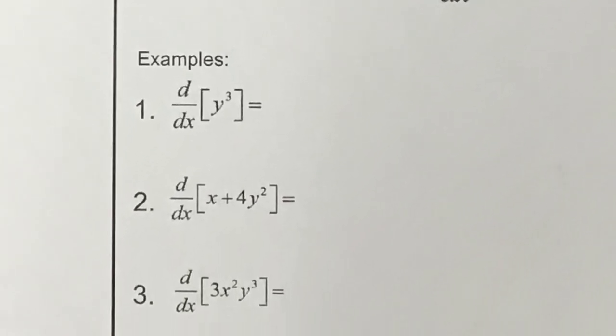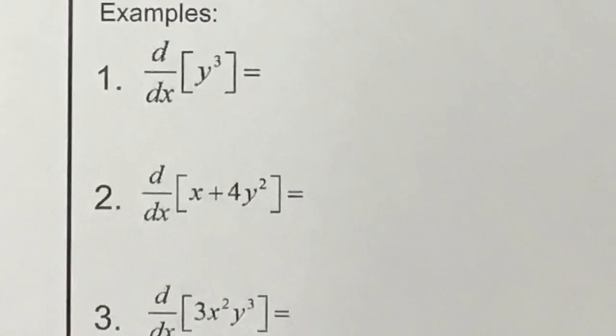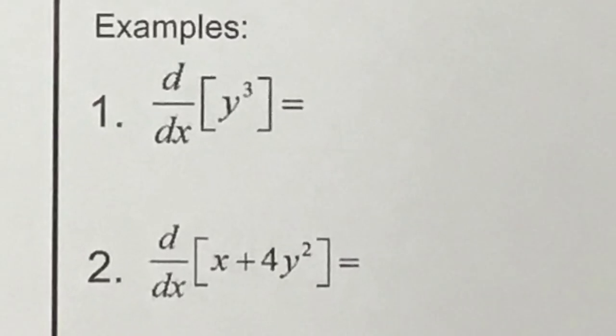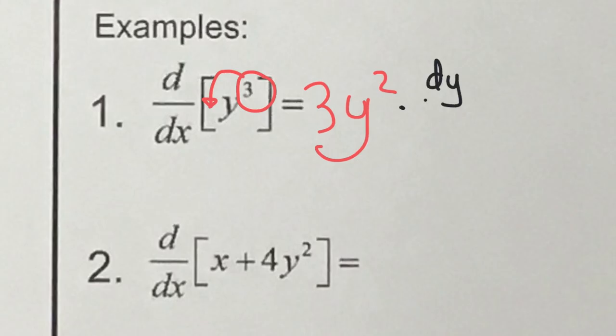Okay, so here are some more examples of taking derivatives, just straight up derivatives. So we're going to treat this like we usually do for an x. So we're going to bring the 3 to the front. So 3y to the second power, which is always one less. But then we always multiply it by dy/dx, or y prime. Okay, so that's the derivative of y cubed.